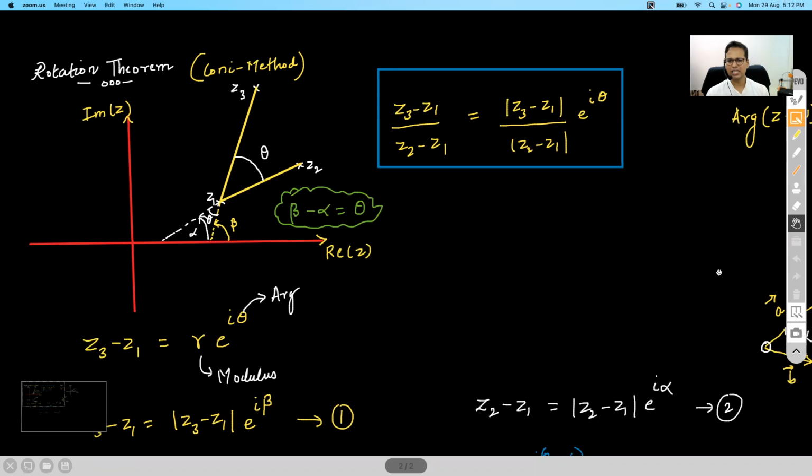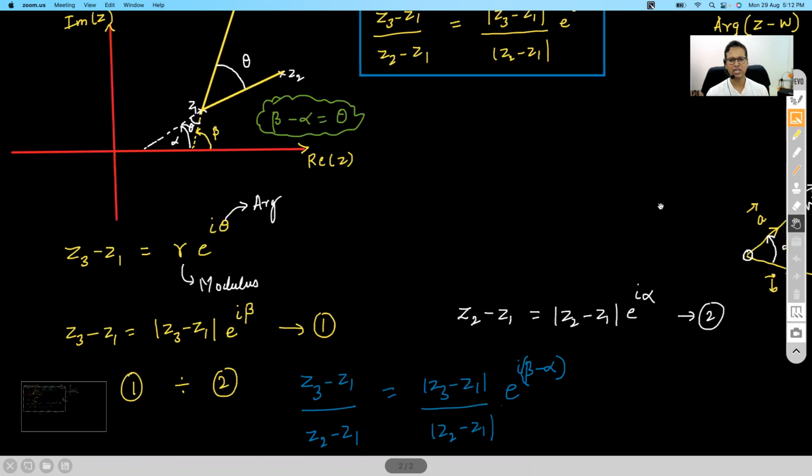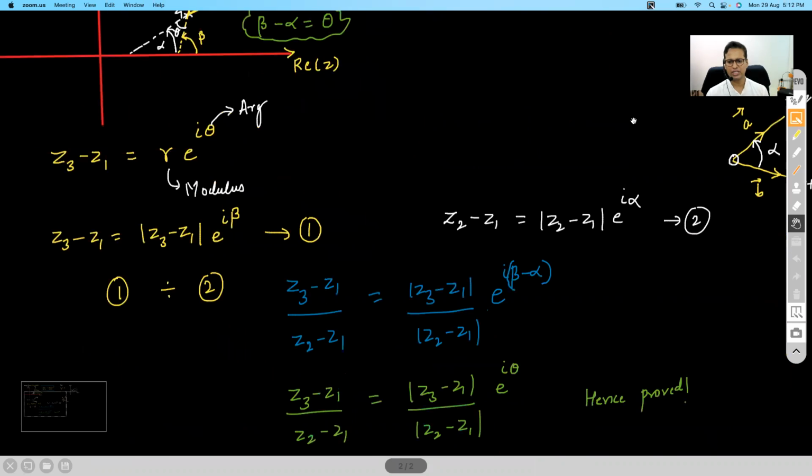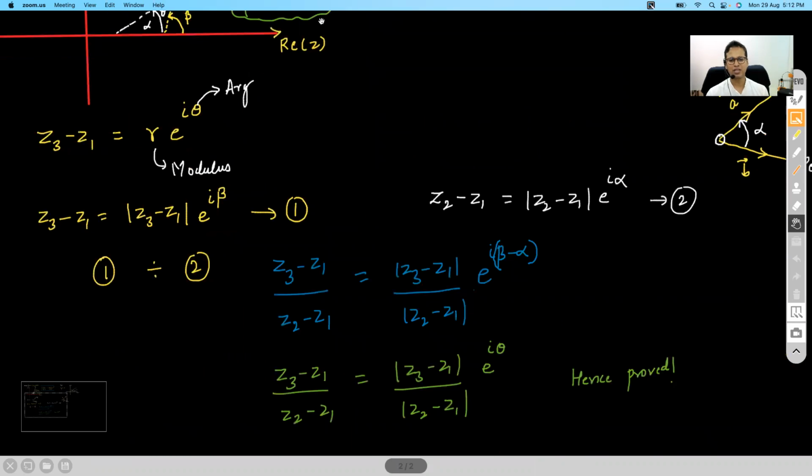Okay, any questions in the derivation of this result? I hope you have all copied this down.